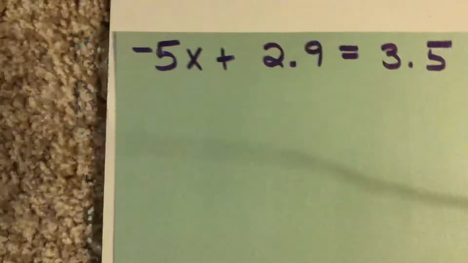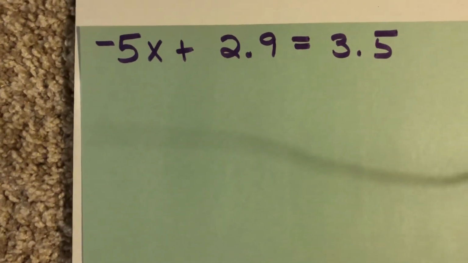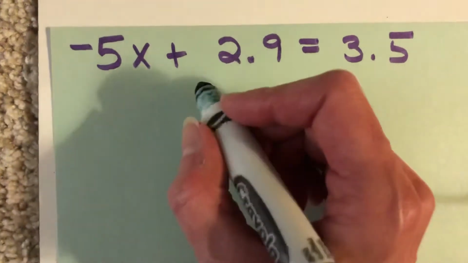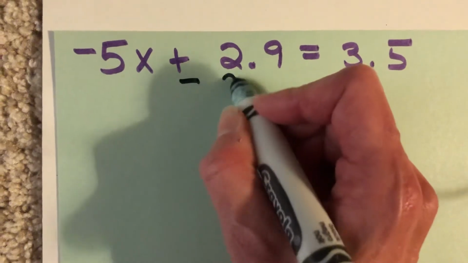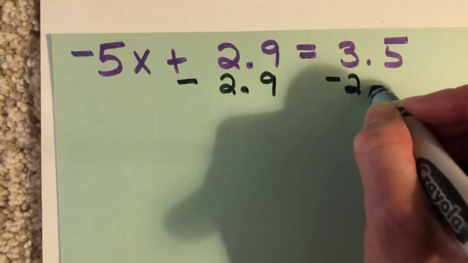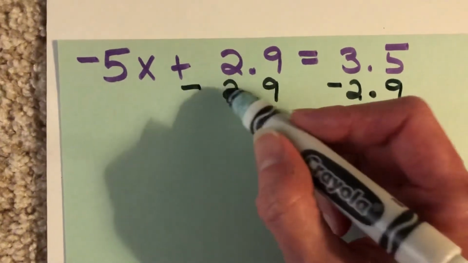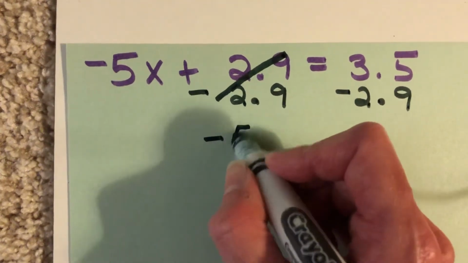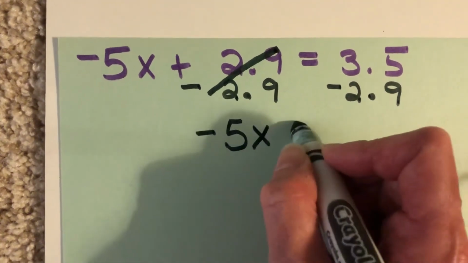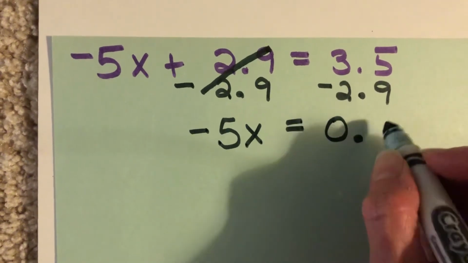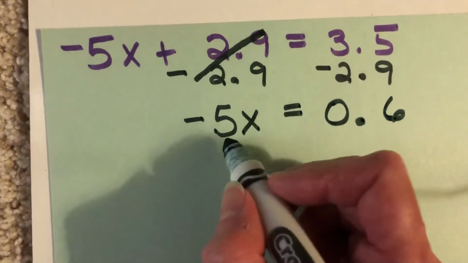Our next equation, we've got some decimals. Negative 5x plus 2.9 equals 3.5. I'm trying to get x by itself. So I want to subtract 2.9 from both sides of the equation. So always do the opposite operation. The opposite of adding is subtracting. 3.5 minus 2.9 is 0.6 or 6/10.